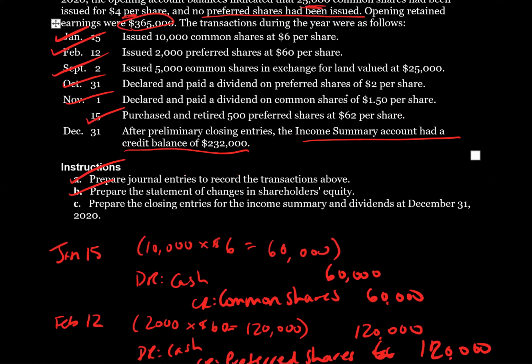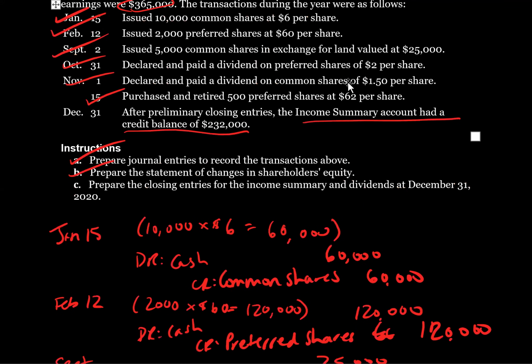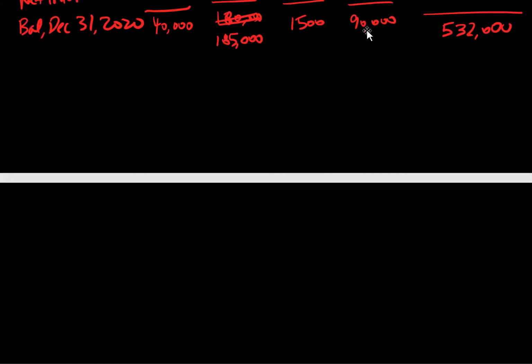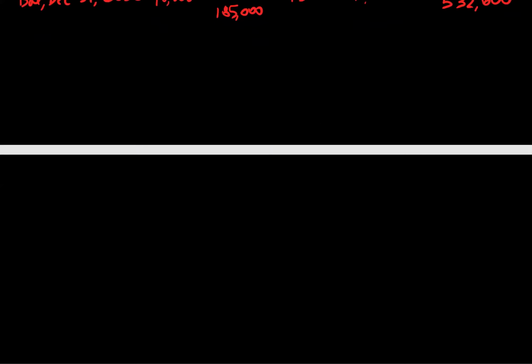So that's what our statement of changes in shareholders' equity looks like. Okay, so we finished B. Then it says prepare the closing entries for the income statement summary and the dividends. This just means closing out the GL. So we're simply going to debit our income statement summary account and credit our retained earnings for the income. Meaning we're just moving the income from the income statement into retained earnings. We're closing it out. So when we start 2021, we are starting with an income statement at 0.